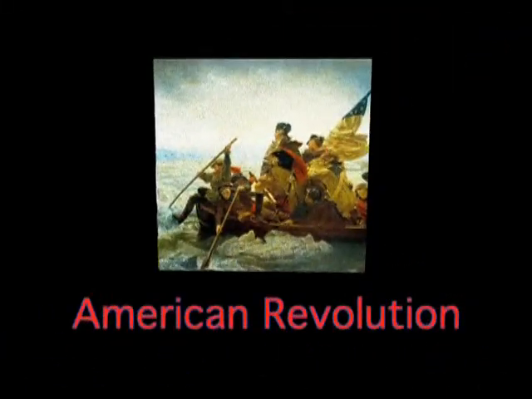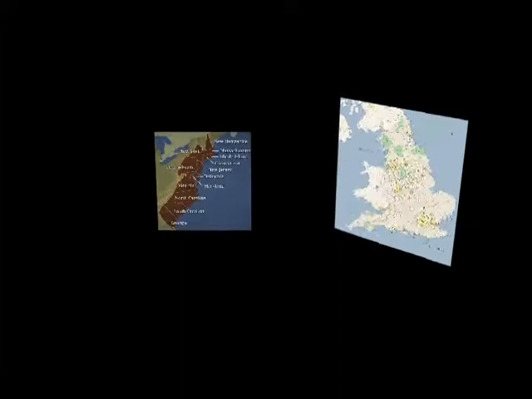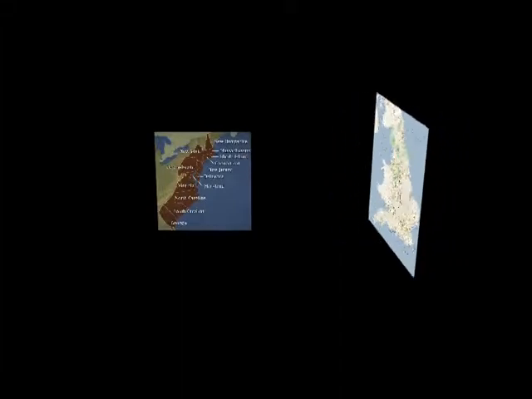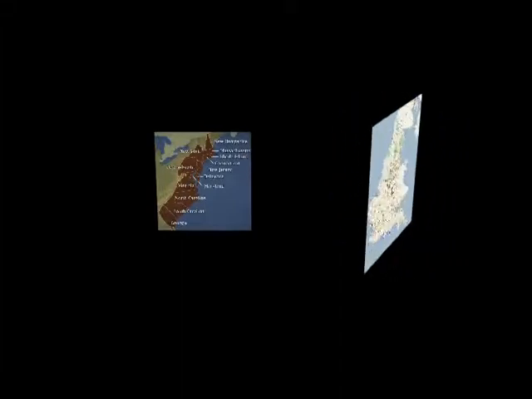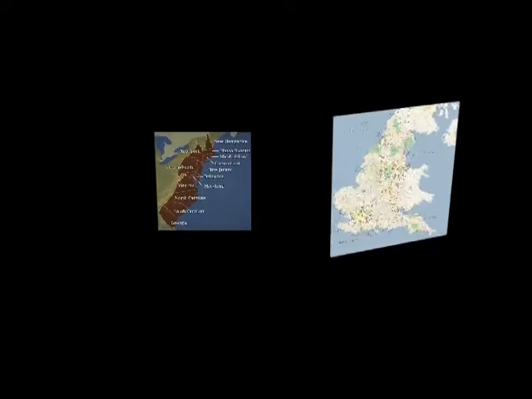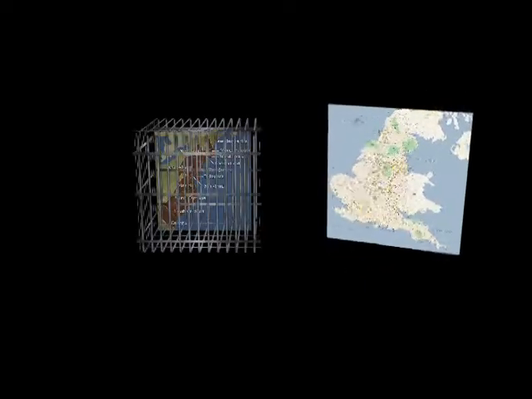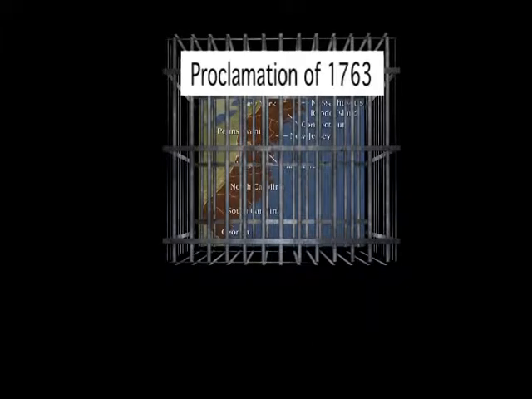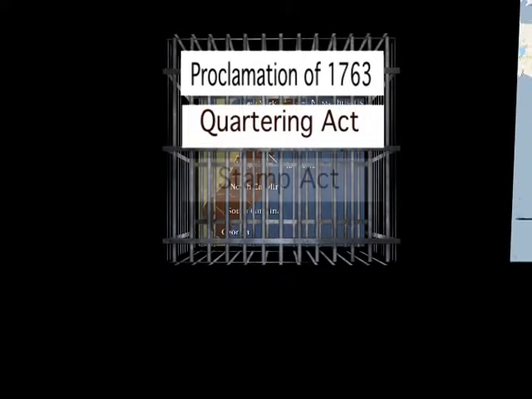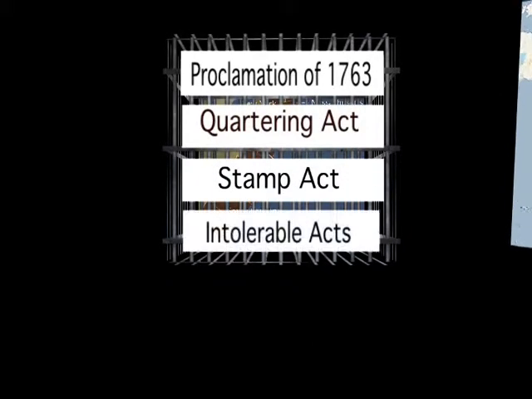First, we'll be learning about his acts during the American Revolution. Before the French and Indian War, Great Britain had primarily let the colonies govern themselves. However, after the French and Indian War, Great Britain imposed several taxes and acts upon the colonies. These taxes and acts included the Proclamation of 1763, Quartering Act, Stamp Act, and the Intolerable Acts. These acts angered the colonists, and the colonies started to rebel against Great Britain.